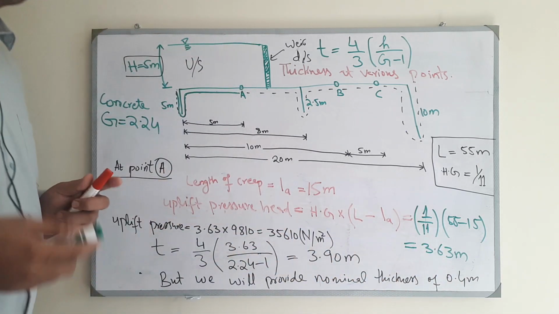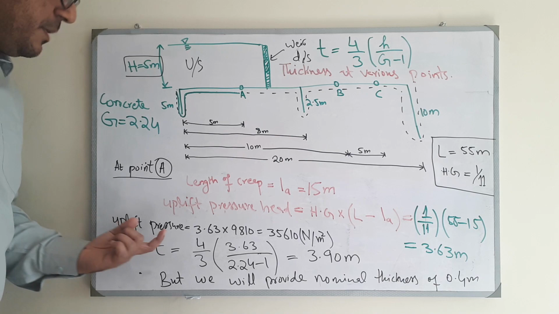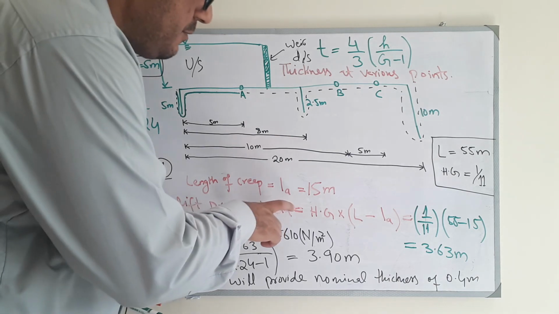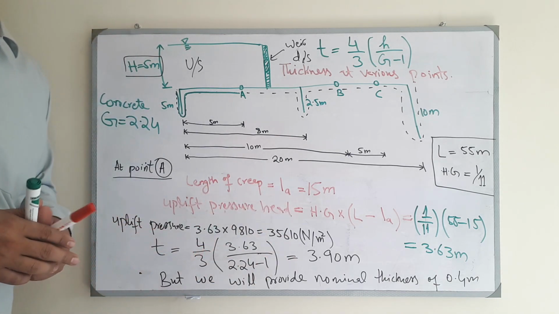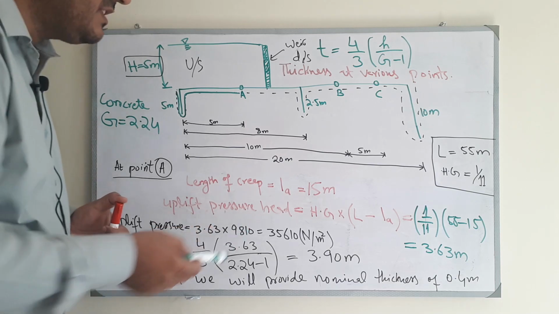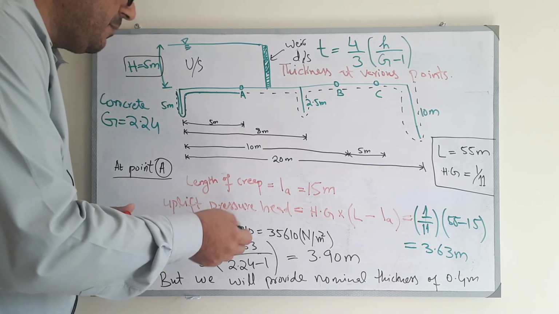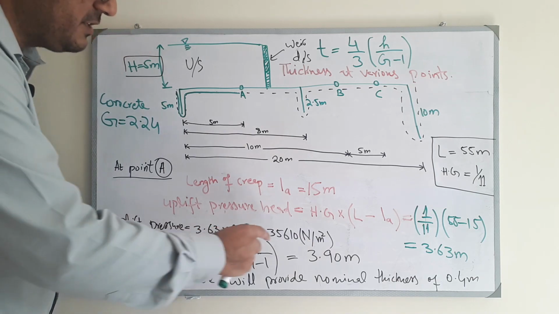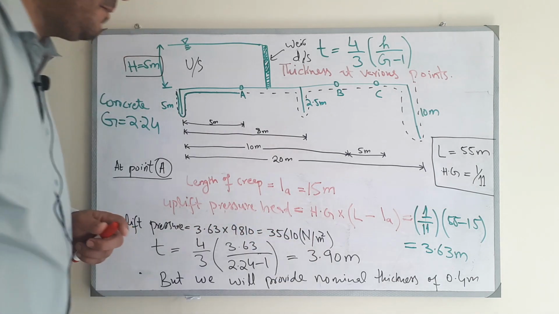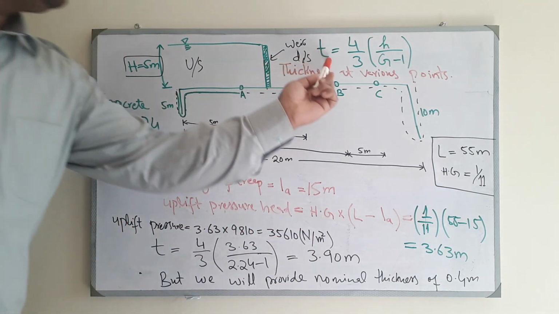the uplift pressure head. Now uplift pressure will be the uplift pressure head multiplied by the specific weight of water, which is 9810 Newton per cubic meter, and you will find the answer of uplift pressure as 35610 Newton per meter square.